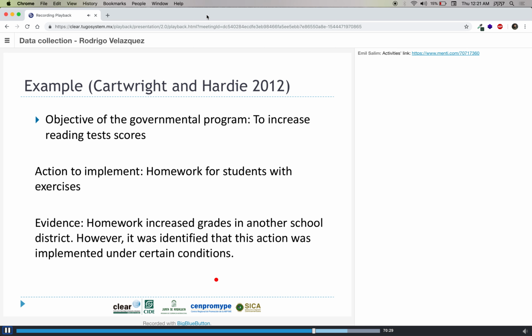However, it was also identified that this action was implemented under certain conditions. So in this example, by Cartwright and Hardy, they are saying that yes, homework can increase grades in reading tests. However, the implementation of this action is not done just because. It was implemented under specific conditions. And in this case, we also have to collect data and analyze if where we want to establish this action has to do with the conditions and the evidence that we have.